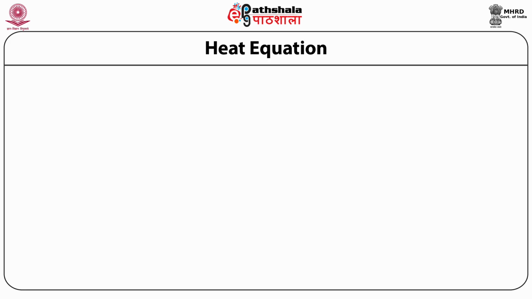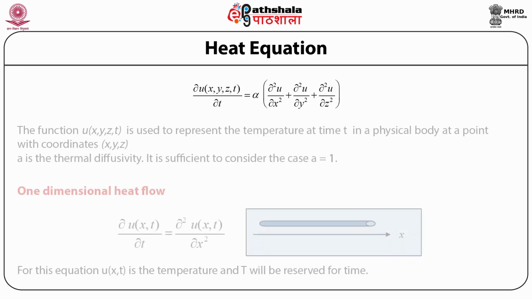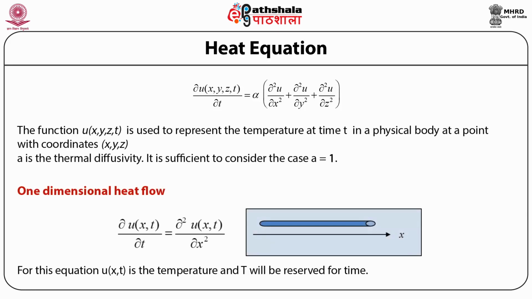So the general equation is ∂U/∂T is equal to alpha times (∂²U/∂x² plus ∂²U/∂y² plus ∂²U/∂z²). Now in one dimension, the y and z terms will be removed, and alpha is the thermal diffusivity. For the general case, you can just assume it as 1, but it is not 1. It is going to be different in different cases.